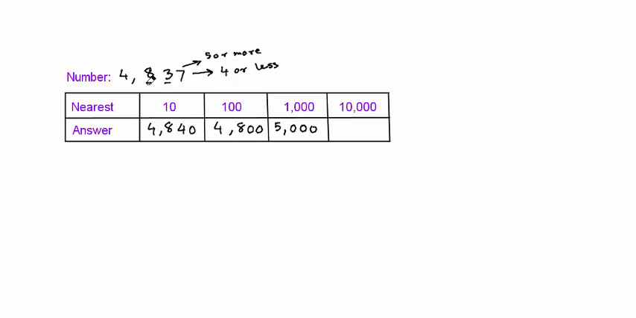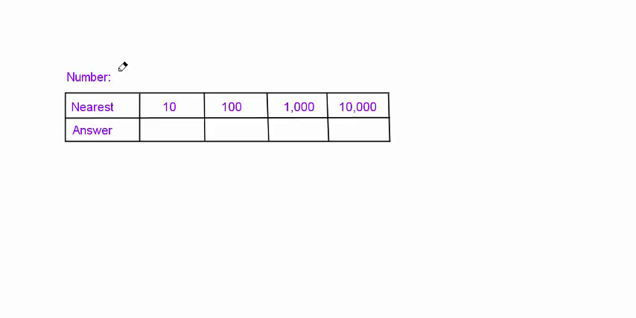This is the hundreds place. Everything before it remains unchanged. We have a 4 here. Everything after it changes to 0. We have 0, 0. Now because the digit next to the 8 is 3, which is 4 or less, the 8 remains unchanged. We have 4,800. Similarly, to the nearest 1000, which is this digit, there's nothing before it, everything after it changes to 0, and then because this is an 8 which is 5 or more, the 4 rounds up to a 5. Let's try another one.